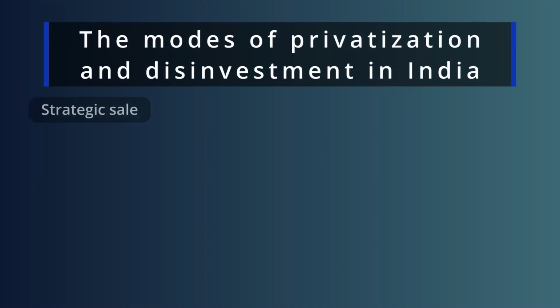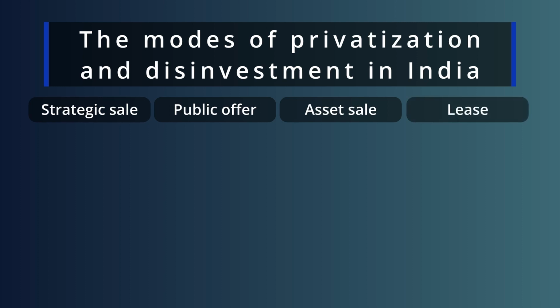Now we come to section 4. It deals with the modes or different methods of privatization in our country. Here the government adopted different methods of transformation of the public sector enterprises. These methods include strategic sale, public offer, asset sale, and lease. Now we can discuss these alternative methods of privatization one after one.